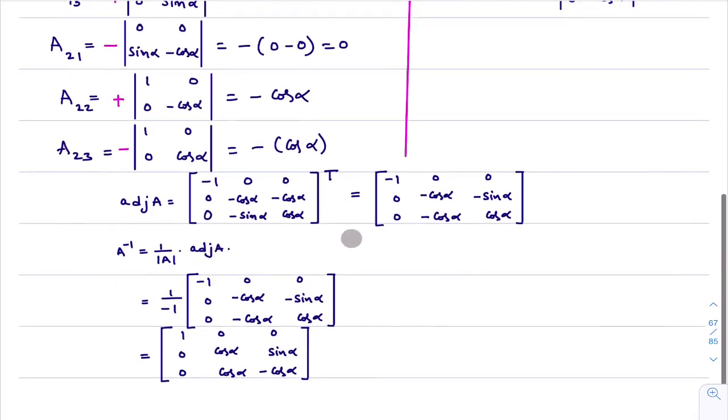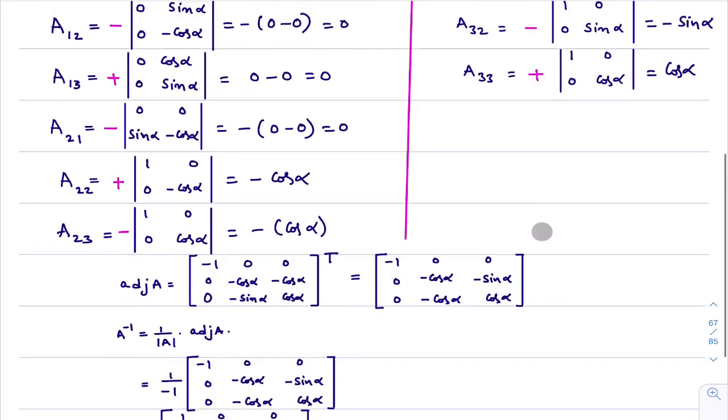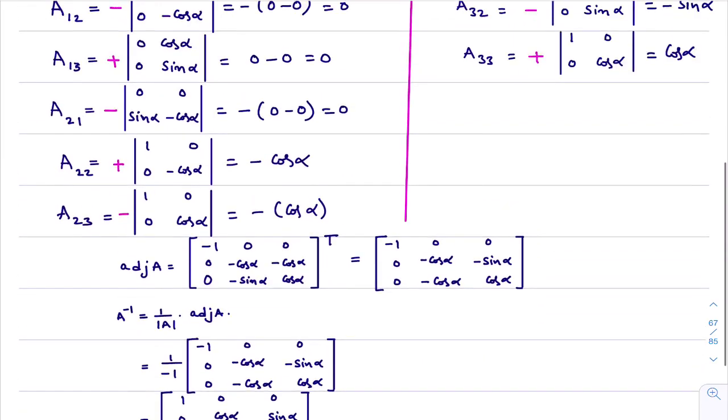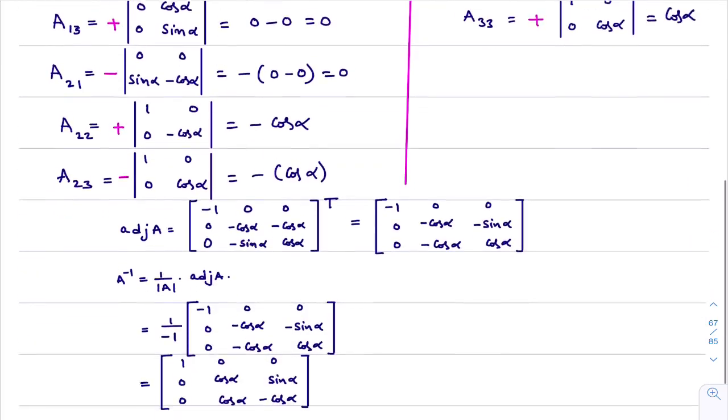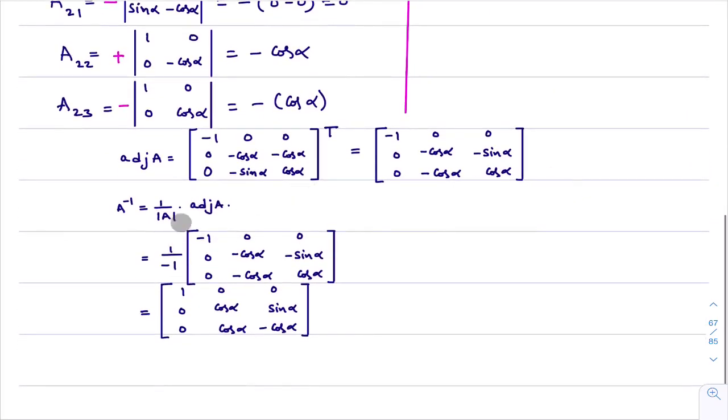Okay, what happened? You got two things. One is det A. What is det A? Det A is minus 1. Now you also got adjoint A, right? What is the A inverse formula? A inverse is 1 by det A into adjoint A. Det A is minus 1, and I have written adjoint A. Now 1 by minus 1 is minus 1, so each element of this matrix you multiply by minus 1.